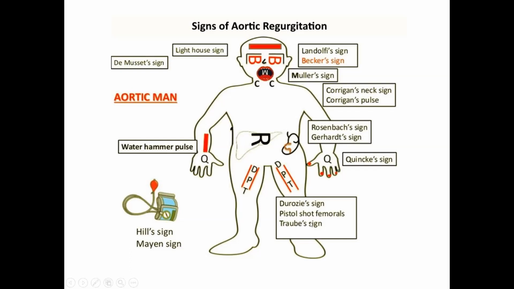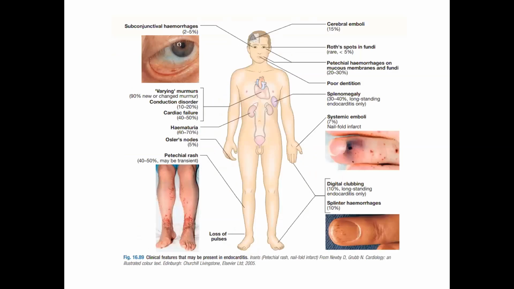This is the aortic man, where we have lighthouse sign, Landolfi sign, Becker sign, Muller sign, Corrigan sign, Rosenbach sign, Gerhardt sign, Quincke sign. So you remember this man. Rosenbach and Gerhardt are very, very important. Rosenbach is liver, and Gerhardt is spleen. Dancing carotid is also known as Corrigan's neck sign. De Musset sign is nodding of the head, and Muller sign is the pulsation of the uvula along with each pulse.